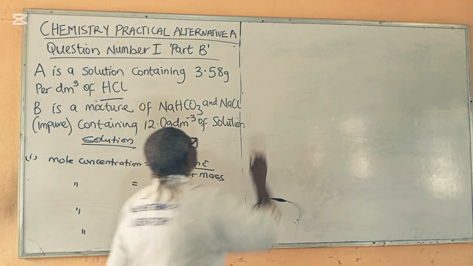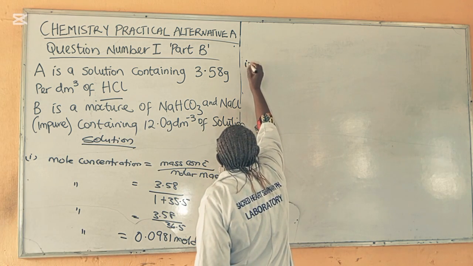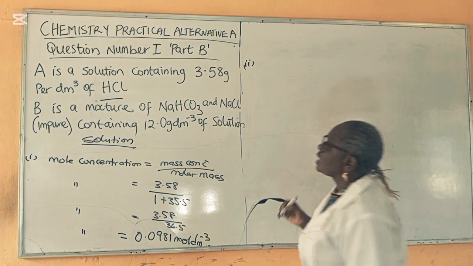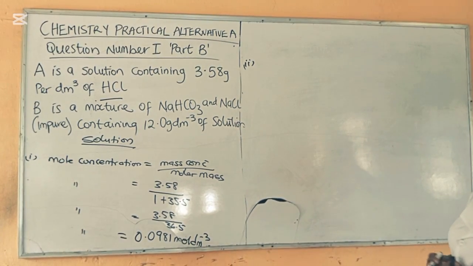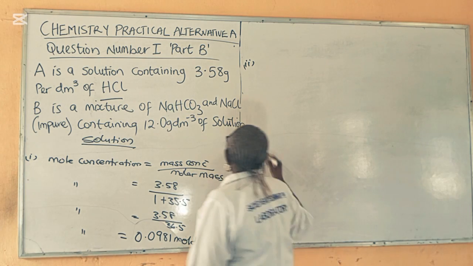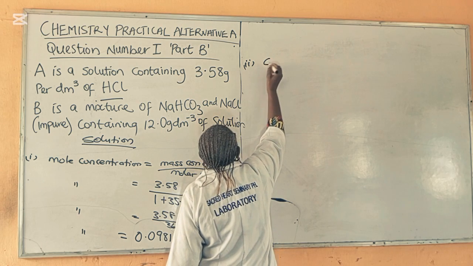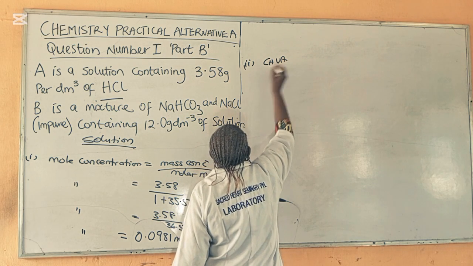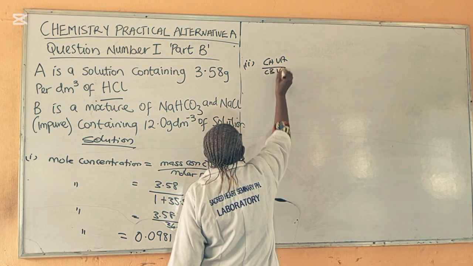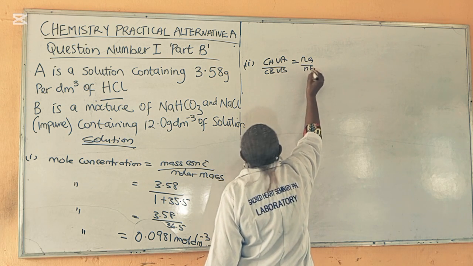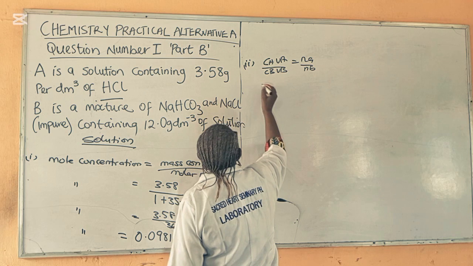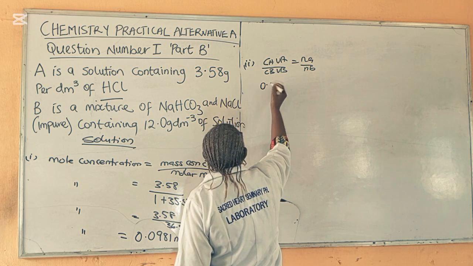Then question 2. We should find the molar concentration of B. Of course, we need to find the molar concentration of B because B is an impure sample. So this time we are going to use the formula CaVa over CbVb equals Na over Nb. You substitute correctly.